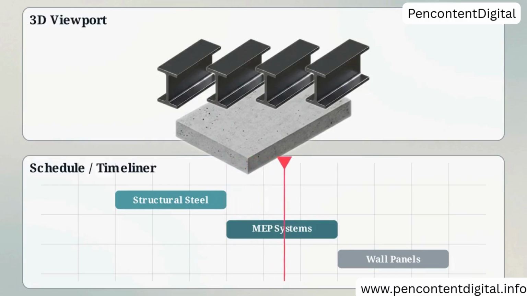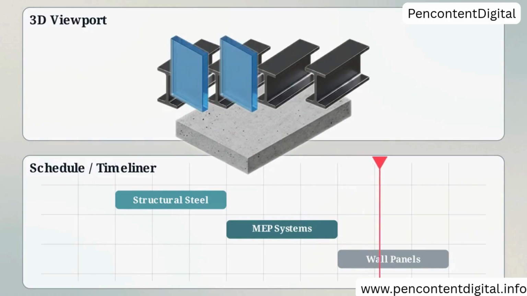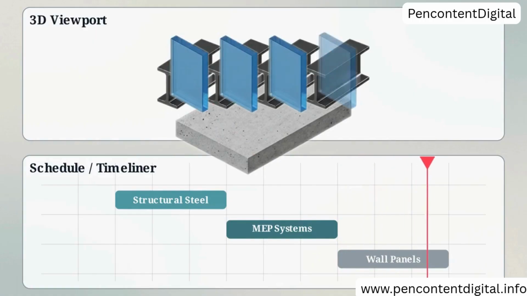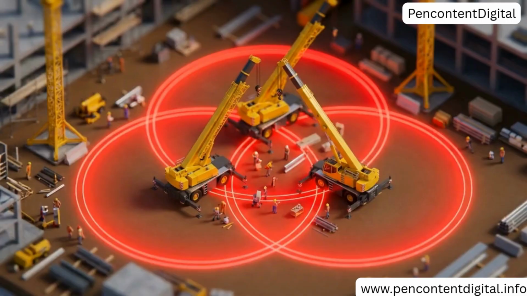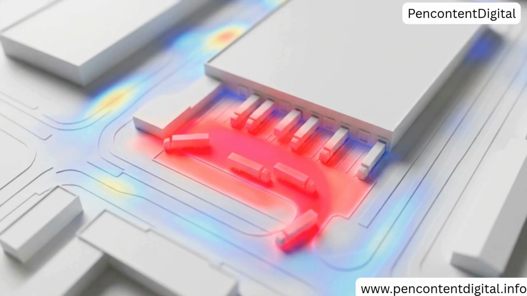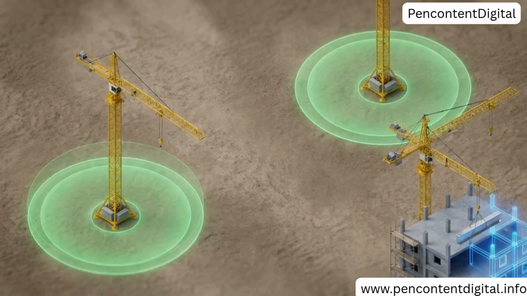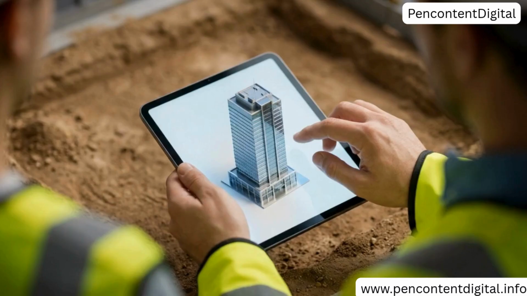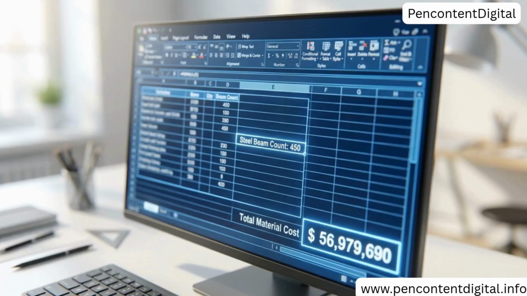As you scrub through the timeline, the building constructs itself sequentially. Every beam and panel appears precisely according to schedule. 4D simulation exposes logistical bottlenecks. It allows managers to visualize congestion, optimize crane placements, and validate the exact sequence of operations long before heavy machinery arrives on site. This temporal data also drives precise quantification.